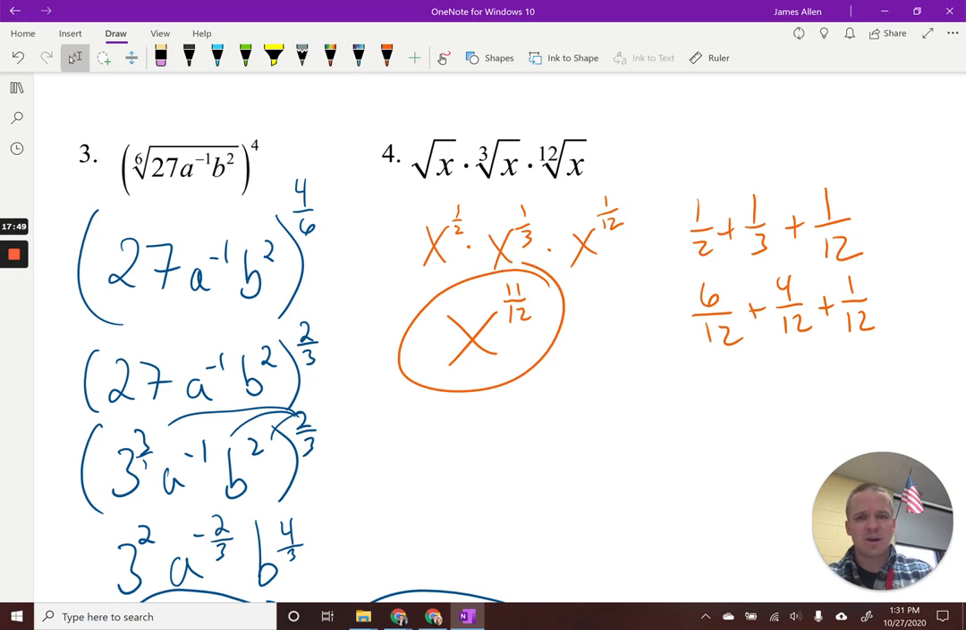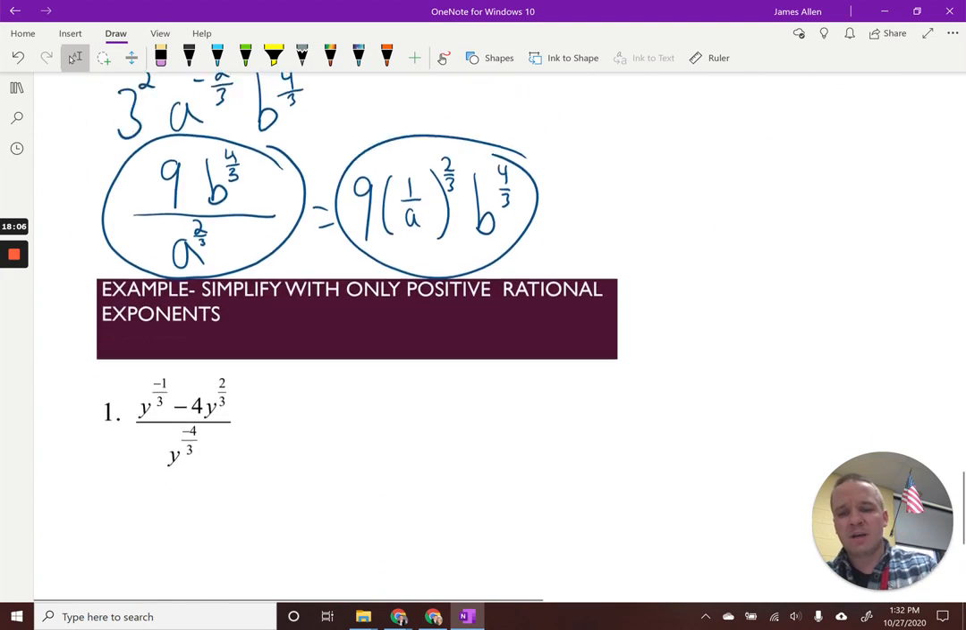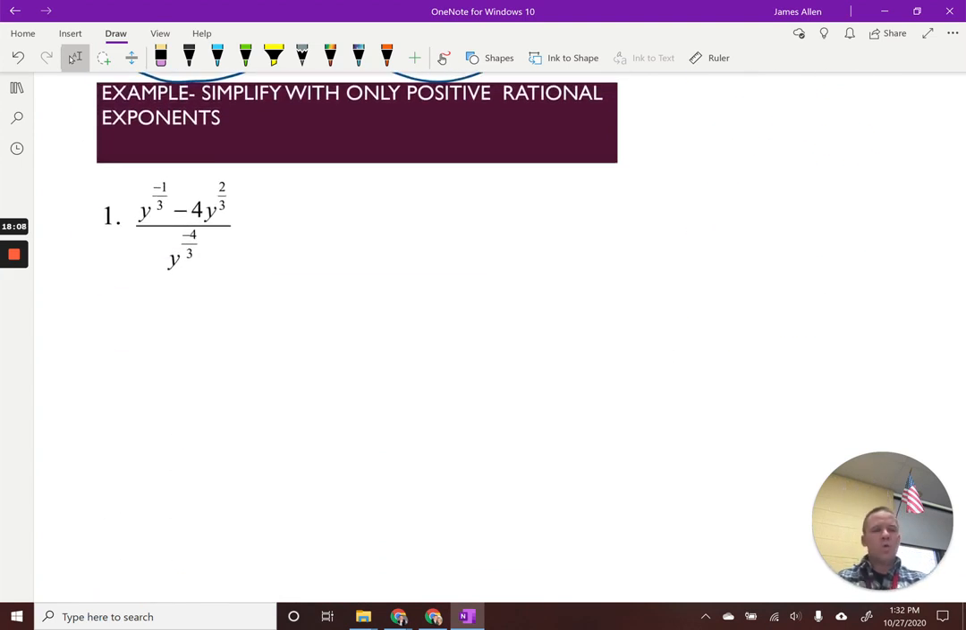When I see this, I'm like, oh my gosh, what do I do? There's all these fractions. Think back to your basic rules. Multiplying like bases, add exponents. Dividing with like bases, subtract your exponents, and so on and so forth. Always pop back to those rules if you're in panic mode. It helps me. All right, let's keep going.